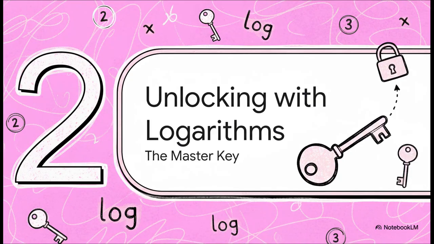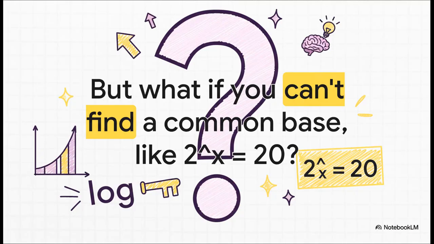Now, the common base method is great, but let's be real, it doesn't always work. For those tougher locks, we need a master key. And that key, my friends, is the logarithm. This takes us all the way back to our very first problem. 2 to the power of x equals 20.